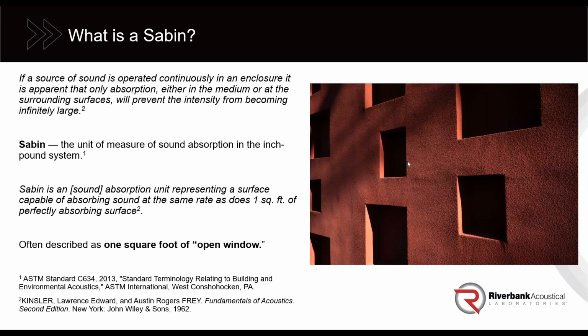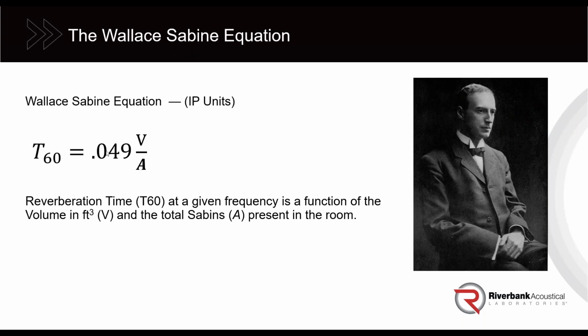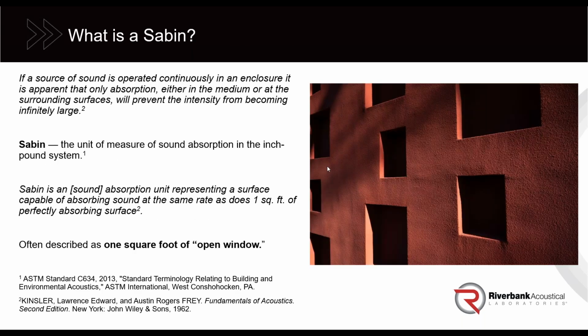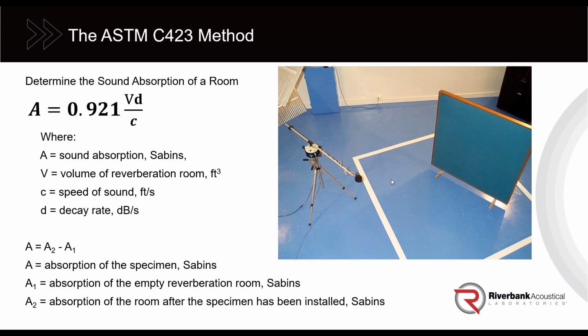Truly, it's really defined by this equation, but I think this is a really good understanding, and it's very commonly used today. This Wallace-Sabin equation is the basis for the ASTM C423 test method. So a variation of this equation, which is solved for the total sabins, and with an adjustment to correct for the speed of sound in that chamber, is used.